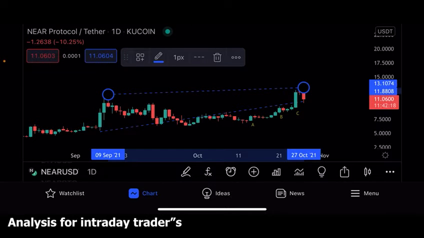Now what's going to happen is we're going to see where price is going, following this trend line. Look at this.